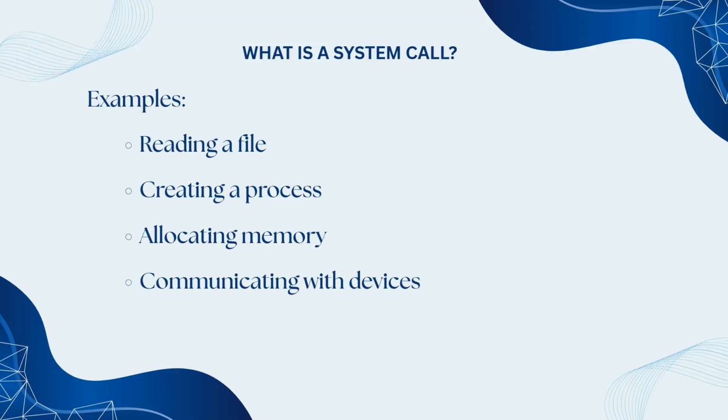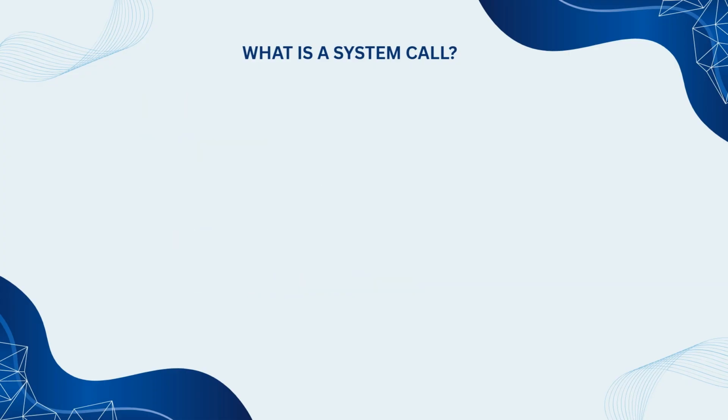First, we need to understand what system calls are. A system call is an interface between the user program and the operating system. It allows the user application to request services from the OS kernel. It is mainly used to act as a bridge between user mode and kernel mode. Examples of system calls are reading a file, writing a process, allocating memory, and communicating with devices.